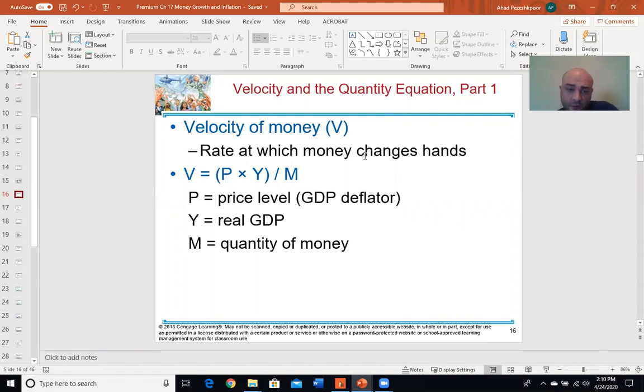Now in this part, we are going to discuss the concept of velocity. What does velocity of money mean?